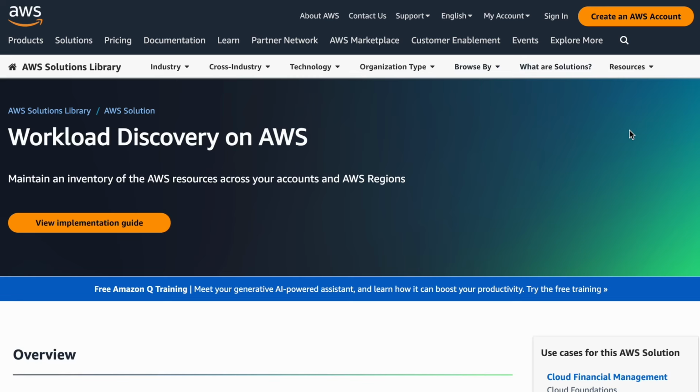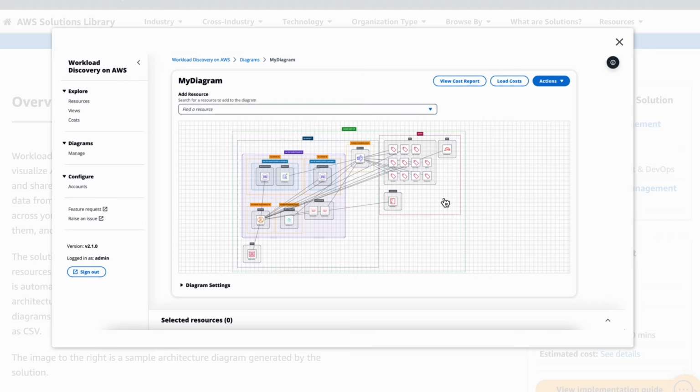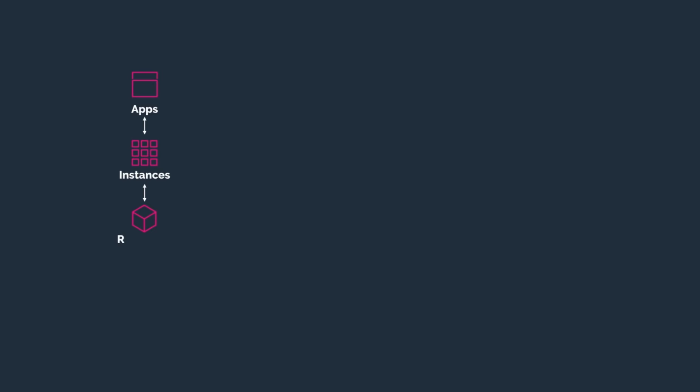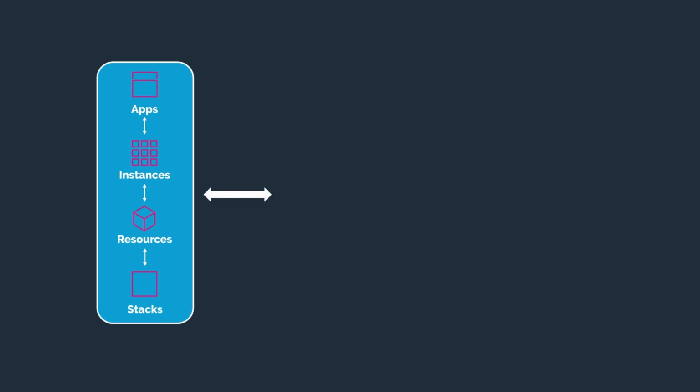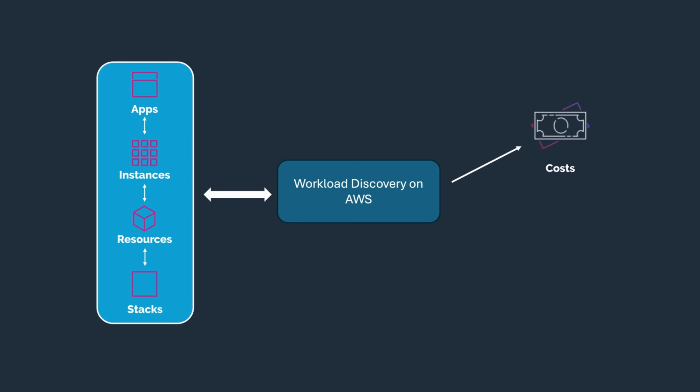Today, we're exploring workload discovery on AWS, a ready-to-deploy solution that helps businesses inventory and visualize their AWS resources. You can use this solution to map the relationships between the different resources and services in your AWS environment, identify which of those resources have incurred costs, and even create architecture diagrams of your workloads.